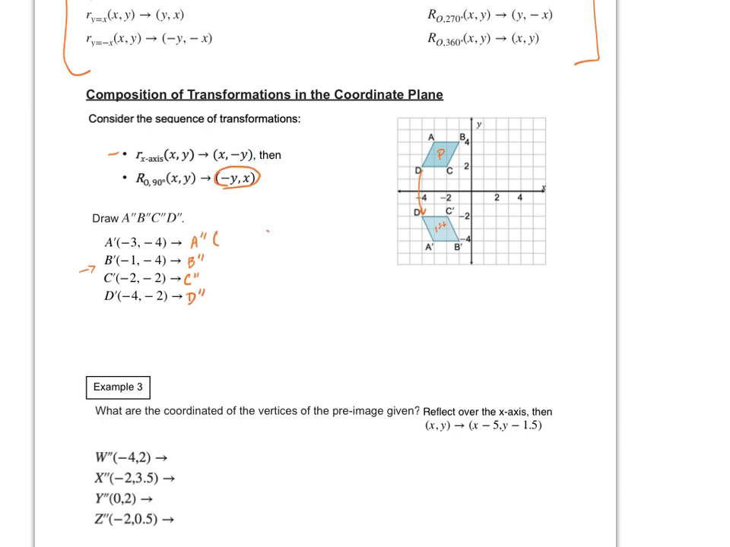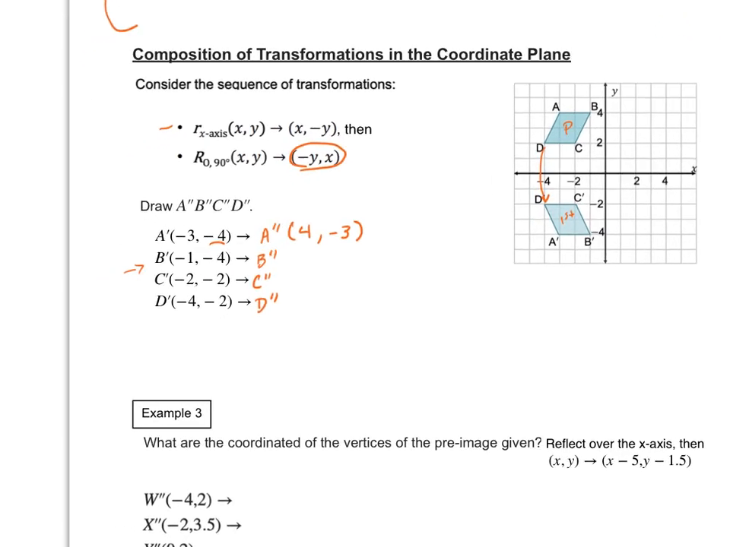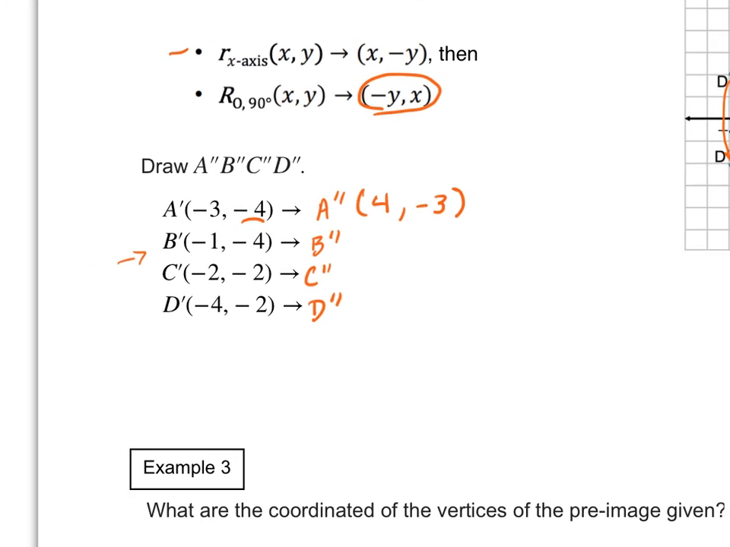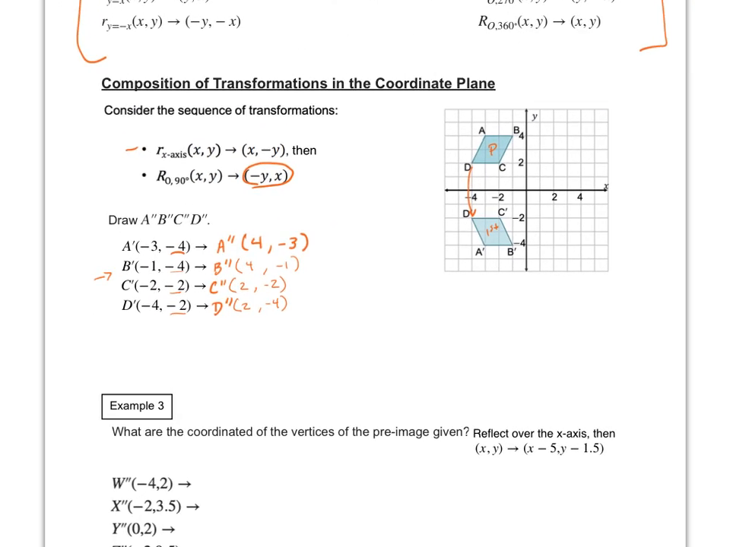And this is my transformation. So my (x, y) becomes (negative y, x). So here's my y, it would be negative, so negative times negative 4 would be a positive 4, and then my x would just remain the same. As I do that same thing here, again, negative would become a positive 4, negative 1, negative would be a positive 2, negative 2, and then again, a positive 2, negative 4. And those are the points that I'm going to end up graphing over here.